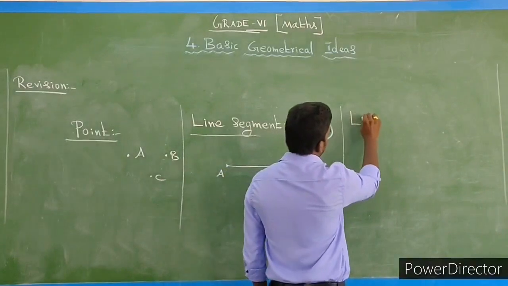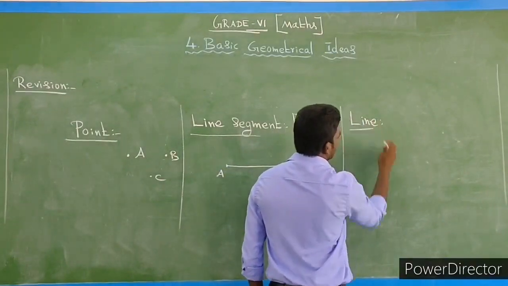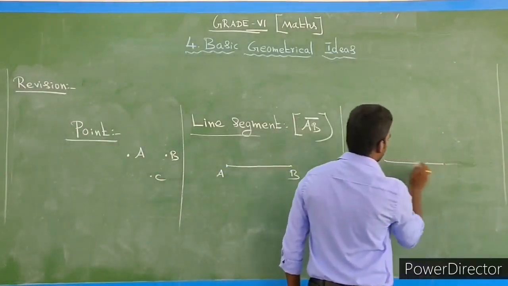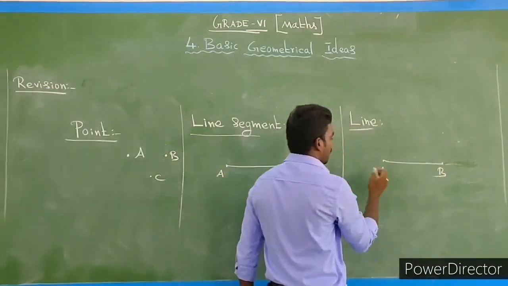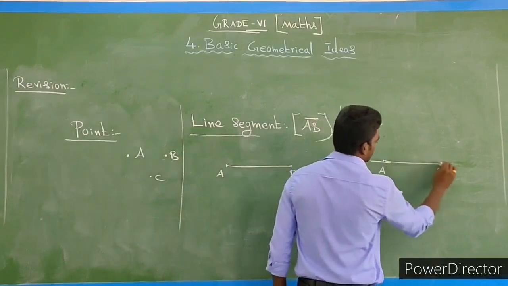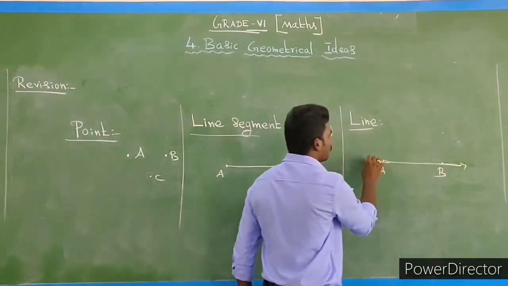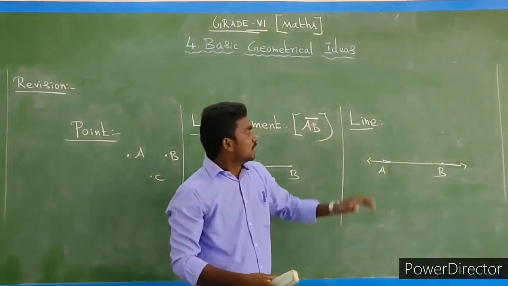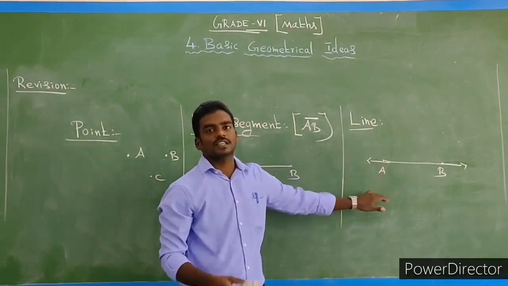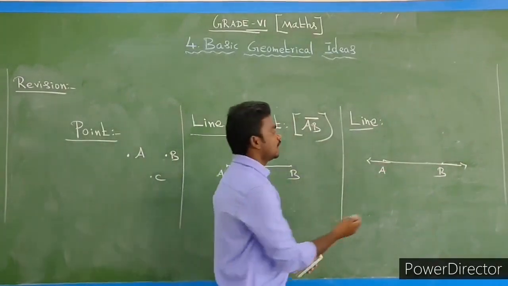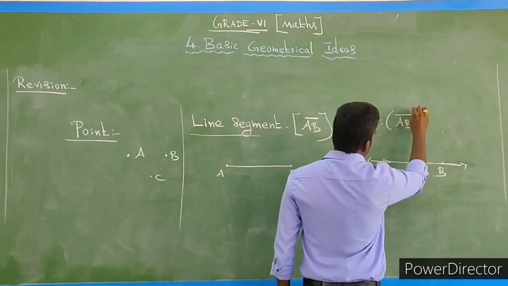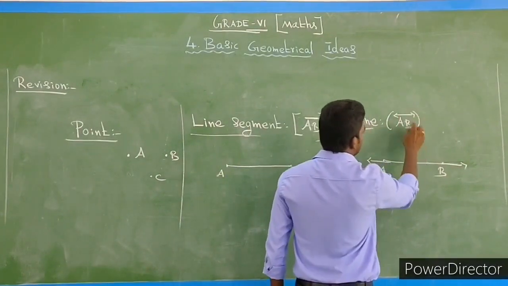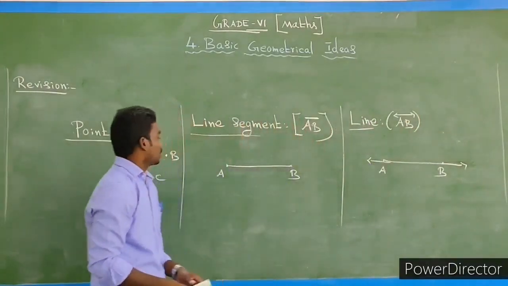So what is a line? See this line segment AB. When the line segment extends in both directions infinitely, it is called a line. How to represent this line? We can write it as line AB, and this symbol represents a line.